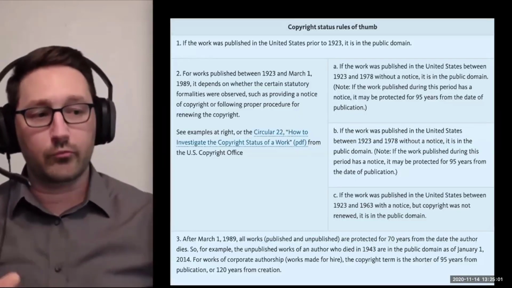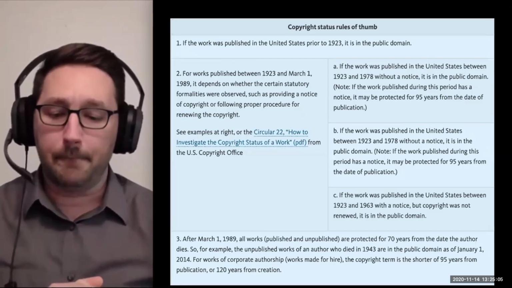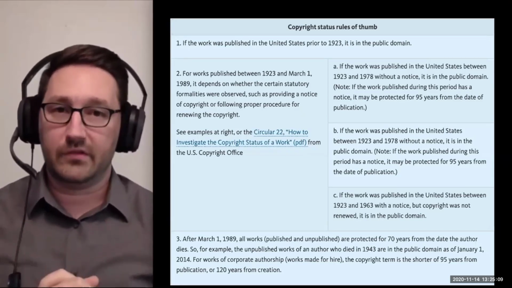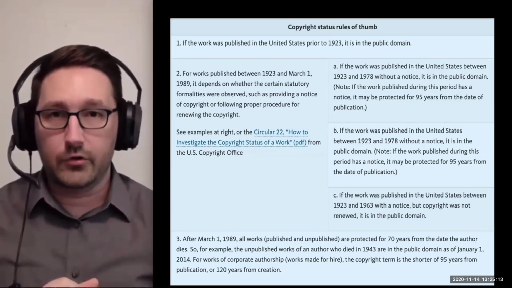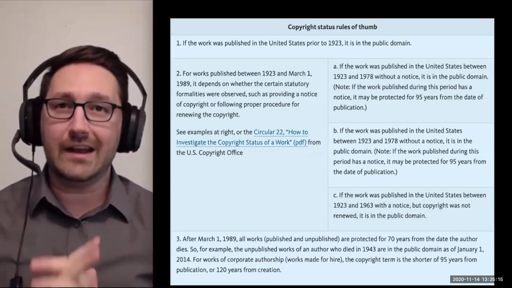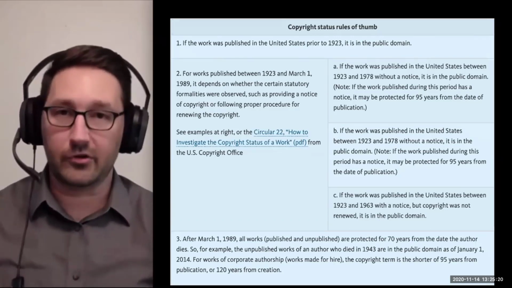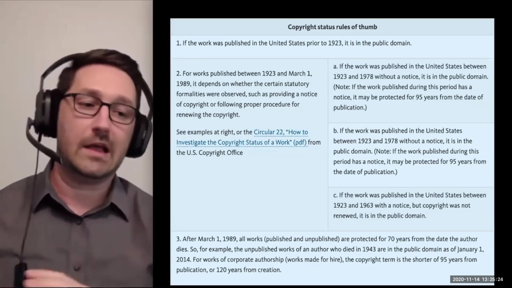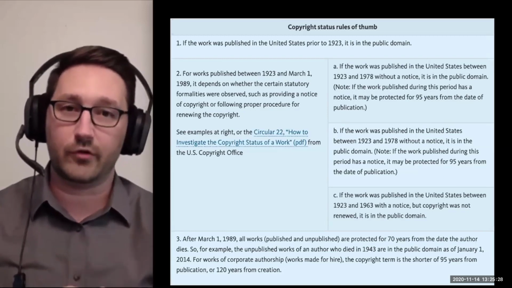But here are some rules of thumb, and we don't need to go into these in a whole lot of detail. But copyright protection lasts a good long time, essentially, in this country. But if you're talking about anything that was published before 1923, it is in the public domain as far as the United States is concerned. So that's a hard cutoff. If it's pre-1923, it's in the public domain. It should be free to use.